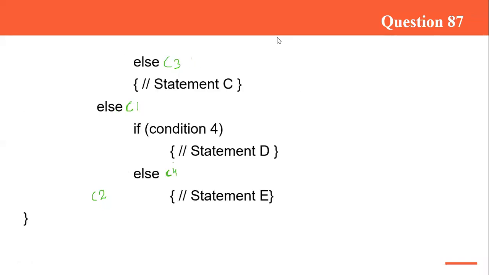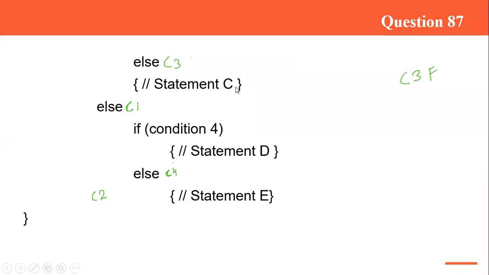Statement C means what? It should enter into the else part of C3. It should enter into the else part of C3 means what? C3 should be false. Agreed, everyone? C3 should be false. Is that okay? Do you agree, everyone? C3 should be false for getting into statement C.